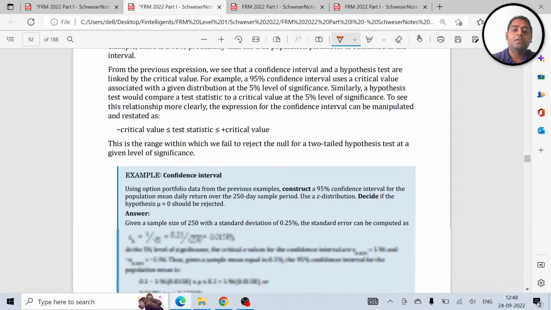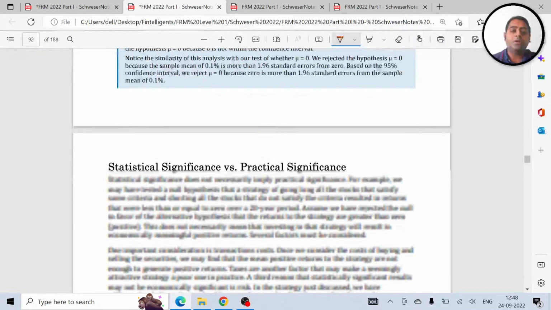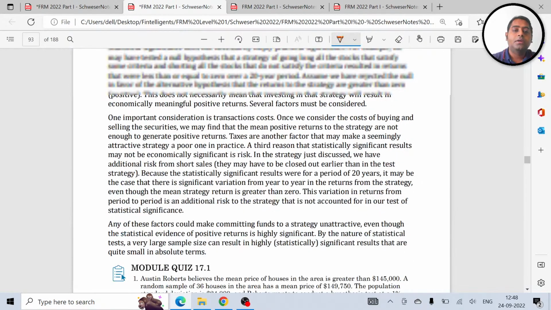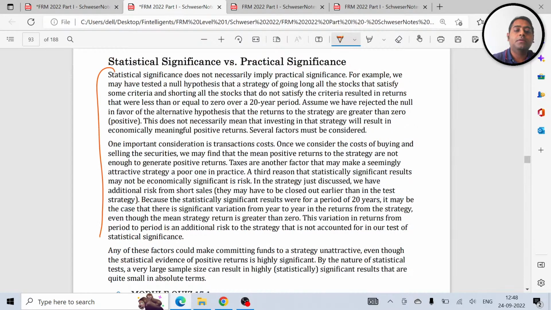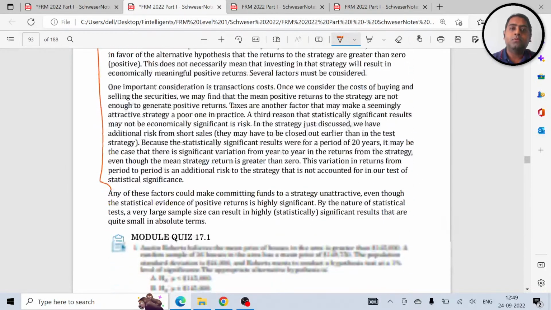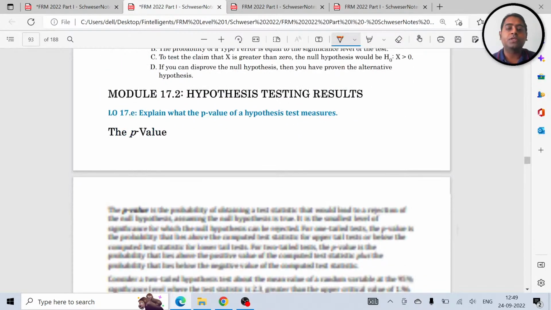Confidence interval can get tested but not very, very important. You can expect theory over here. Why statistical significance might not be matching with the practical part. So why we cannot implement it in practical life. That section you should focus on.